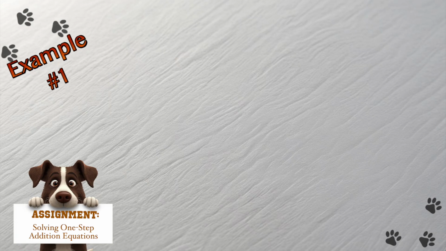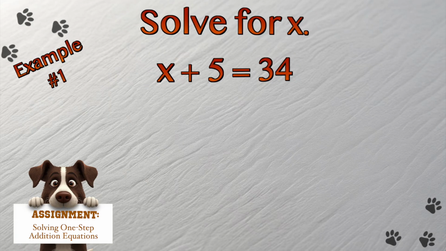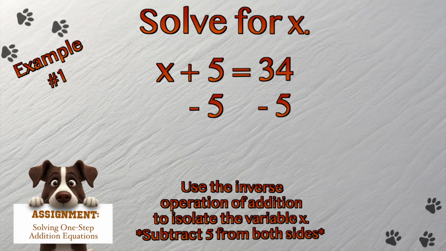Let's take a look at example 1. It looks like we have to solve a one-step equation. That doesn't sound too hard. Okay, here we go. X plus 5 equals 34. The first thing we need to do is subtract both sides by 5 to get x by itself.